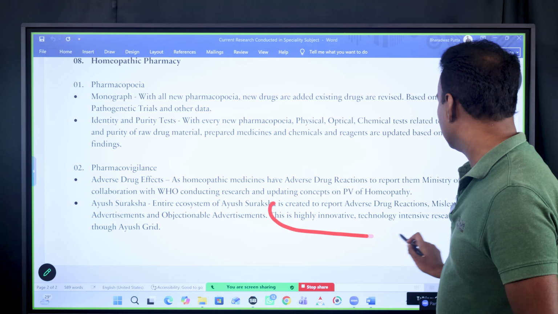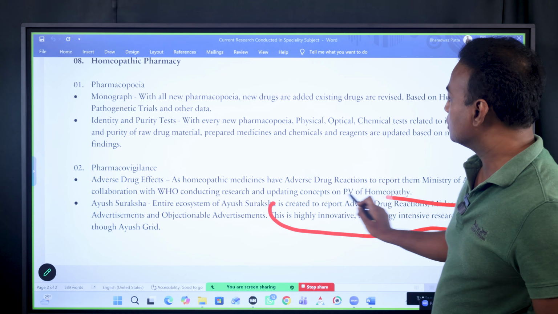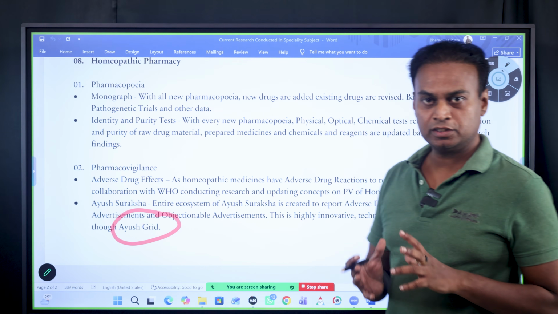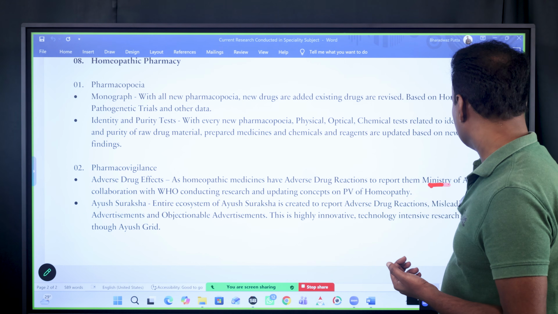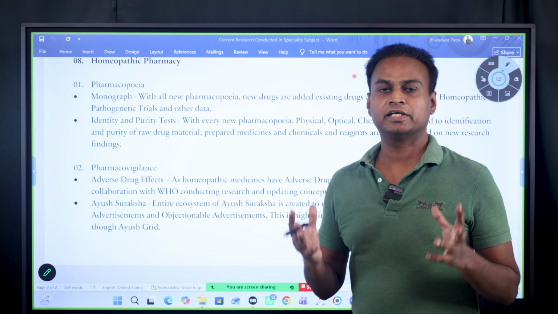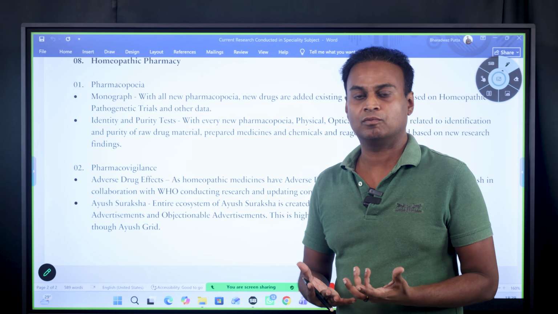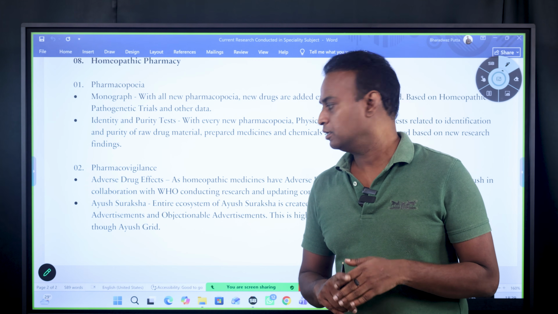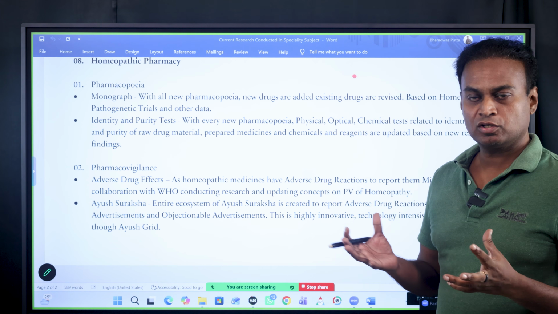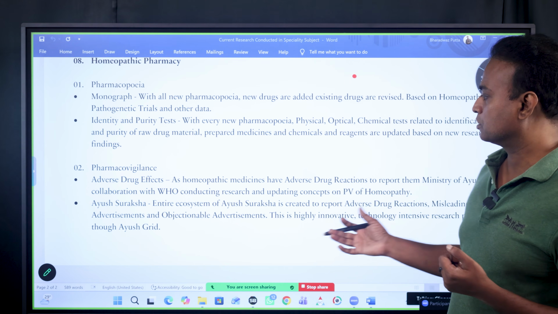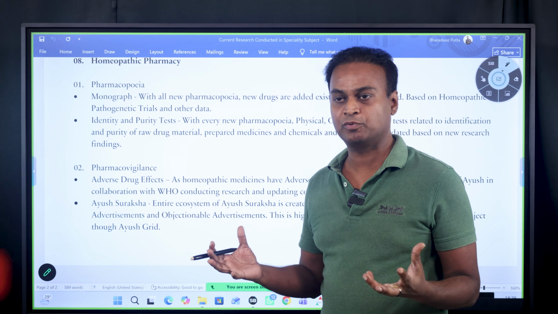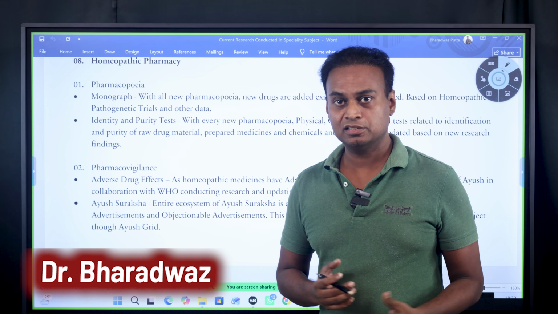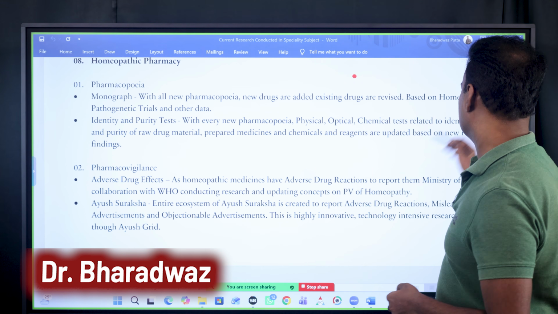This is a highly innovative, technologically intense research project taken up under Ayush Grid. Ayush Grid is a scientific project taken care of by the Ministry of Ayush. Ayush Grid is the IT platform for Ayurveda, Unani, Siddha, Sowa-Rigpa, and Homeopathy. So whatever IT projects are taken care of by the Ministry of Ayush come under Ayush Grid. Ayush Grid is an IT project. It is a highly research-oriented and technology-intensive program taken care of by the Ayush Ministry.